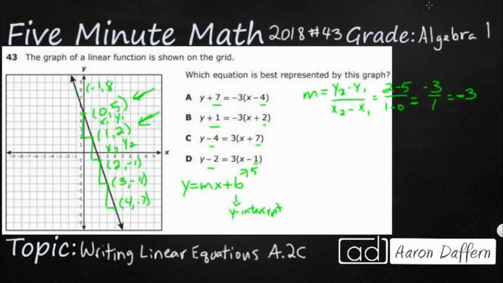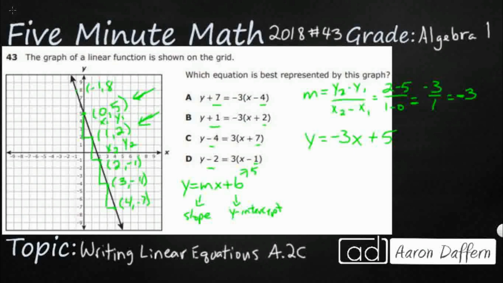All right, so y equals -3x, right? My slope right here is my -3. I could plug in some numbers, but look, we've already plotted 0, 5. So let's just put +5. So there's my answer.